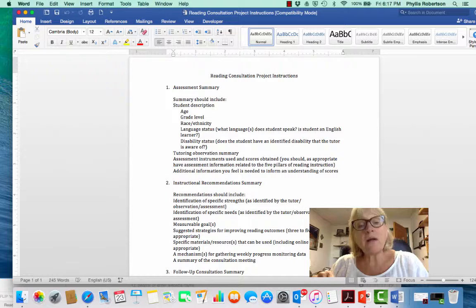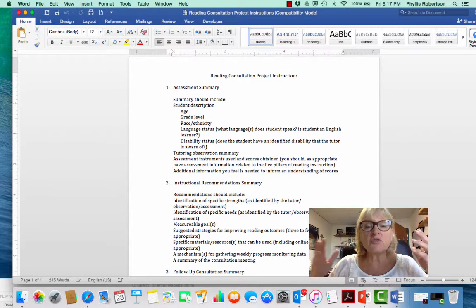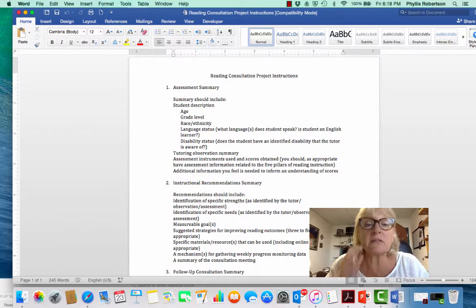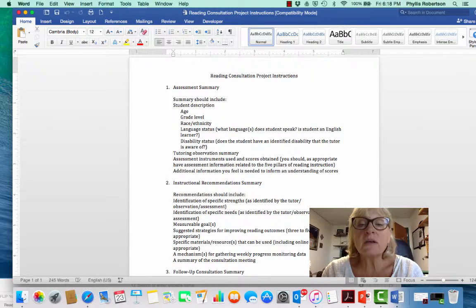And then remember, when you write up your tutoring observation summary, you really want to focus on what you noticed in terms of strengths of the learner, and things that the child seemed to need some support with. Again, the focus is definitely not on critiquing the tutor themselves. And then describe the assessment instruments that you used and the scores that you obtained. And I want you to think really hard about trying to assess across those dimensions of reading.